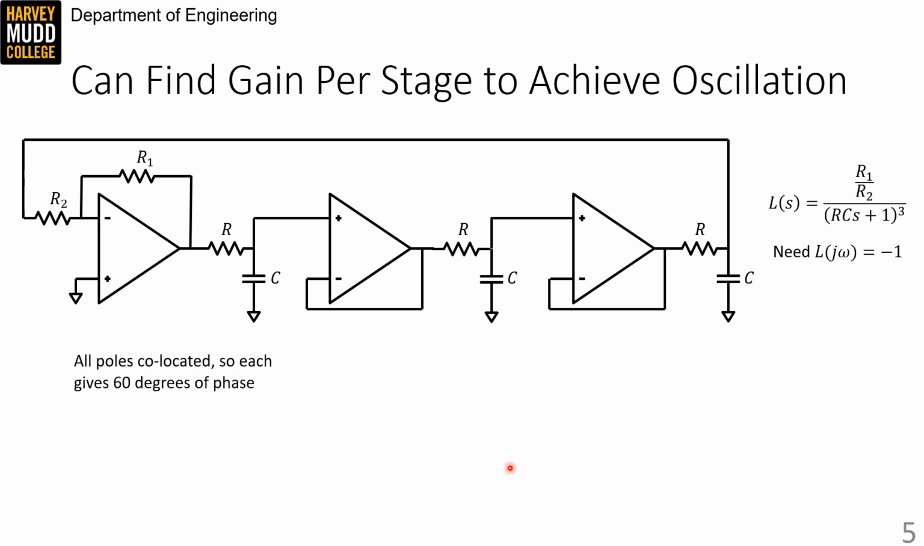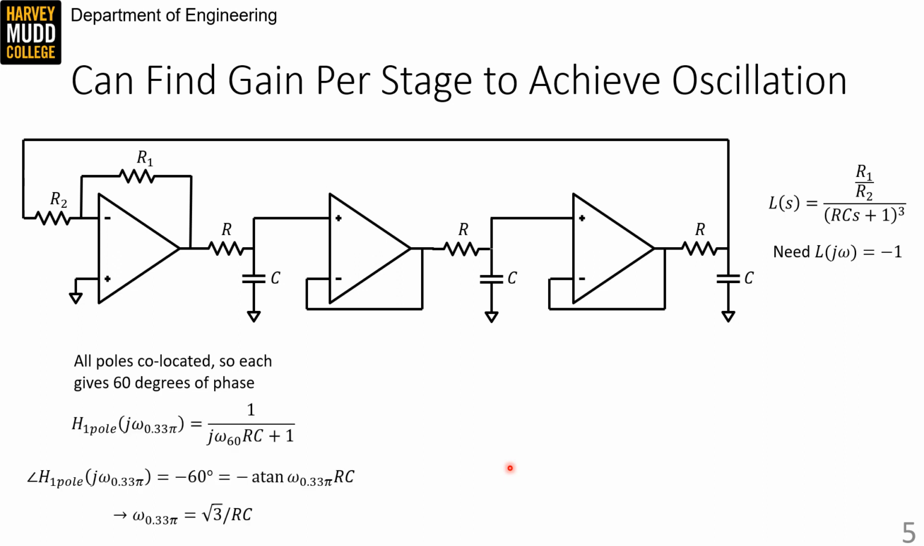We're going to start by noting that because all of our poles are in the same location, they each have to contribute equally to the desired phase of minus pi radians. That means each pole will be contributing minus pi over 3 radians of phase at our frequency of oscillation. We can look at our transfer function for just one pole, which is given by an impedance divider between R and C.